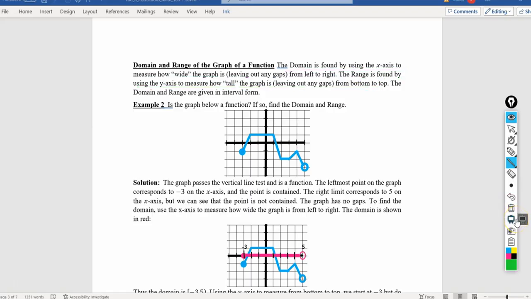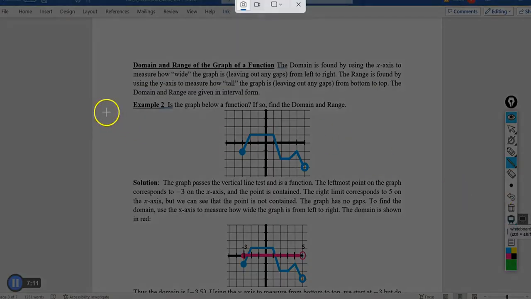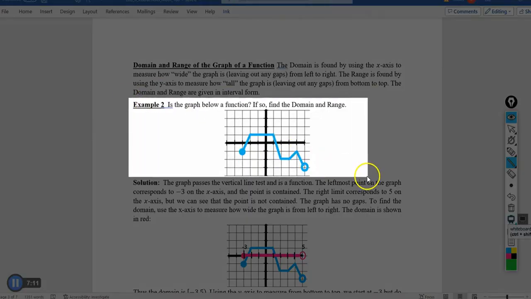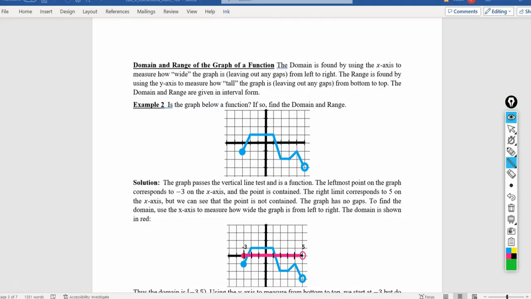So let's actually do that with this one here. I'm going to copy it and we'll go over to this blank.